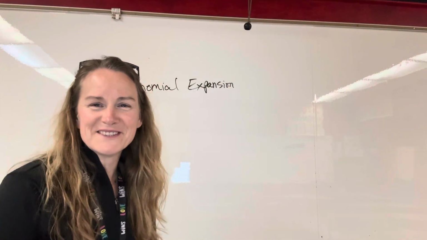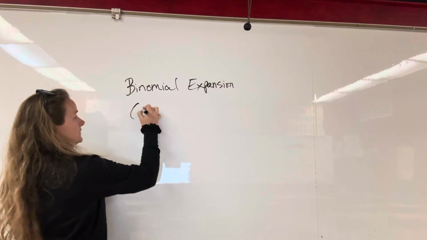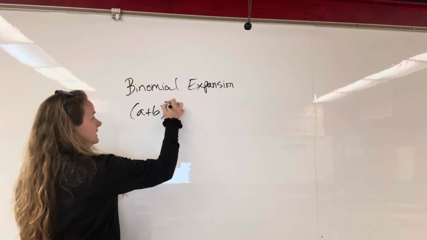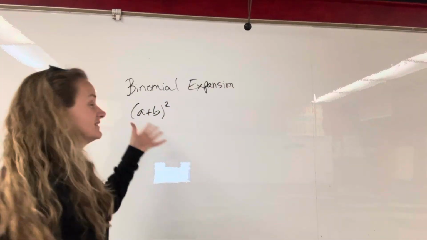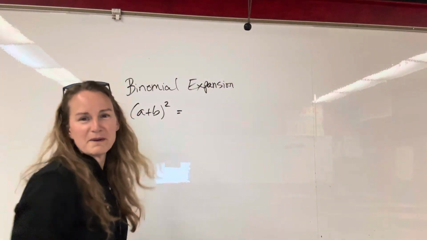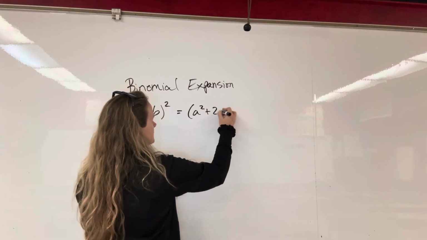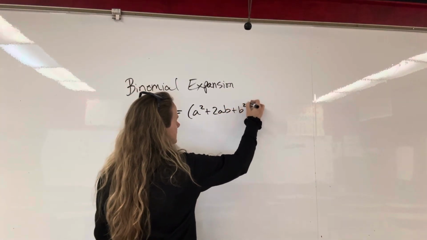Okay guys, we're gonna do some binomial expansion. So let's talk about this. If you had something like (a plus b) squared, and they said expand this, you'd be like, easy peasy. Learned this way back in middle school. I know that this would be a squared plus 2ab plus b squared, right?